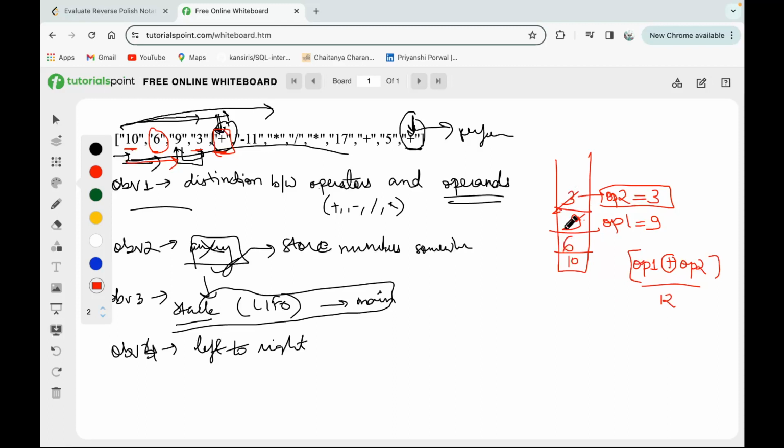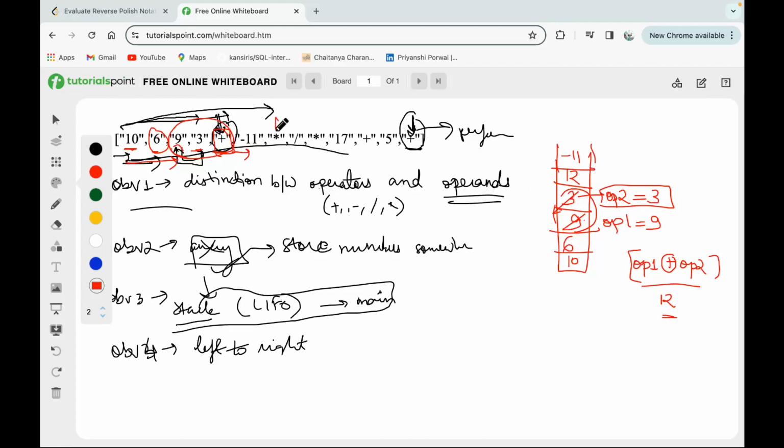So here 9 and 3 are removed, but we have to put this result back here, because after evaluating this whole expression we get a value which is 12, and we have to use this value for later evaluation, right? So we have to put 12 inside the stack. Then we will keep iterating, we come to 11. This is a number, so simply put it inside the stack.